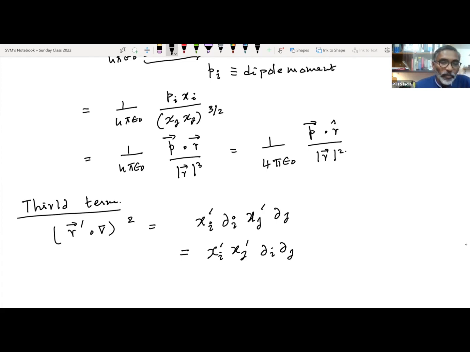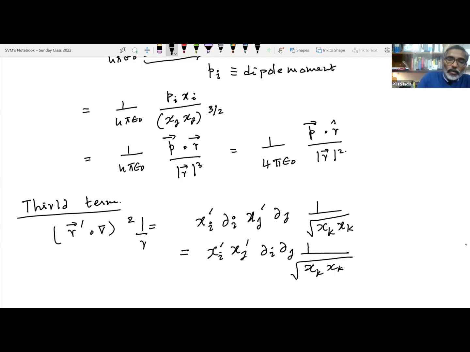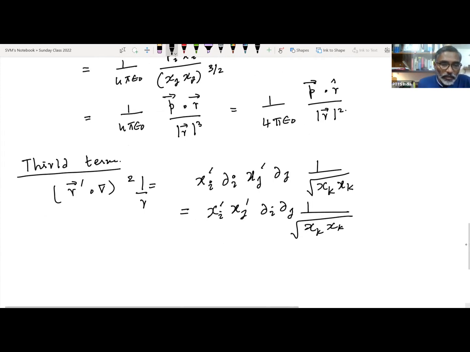Now this has to be operated on 1 over r. That means 1 by square root of, now i and j I have used, so I should call it xk. So 1 by square root of xk squared. Now I want you to calculate this quantity, that is del i del j of 1 by square root of xk squared. So please calculate this. Take a few minutes and then calculate this.